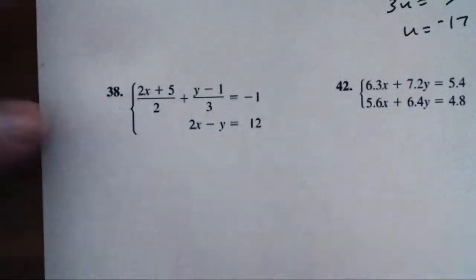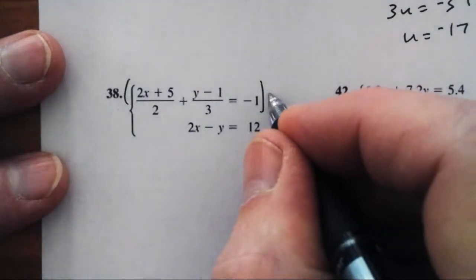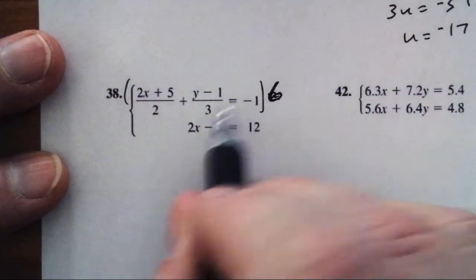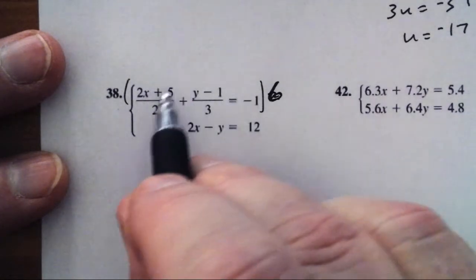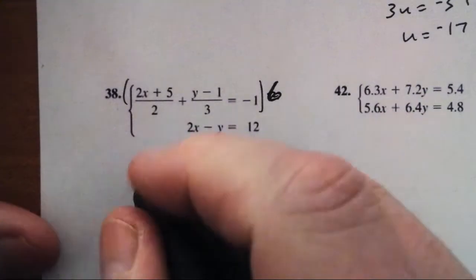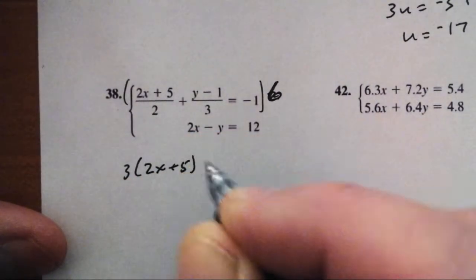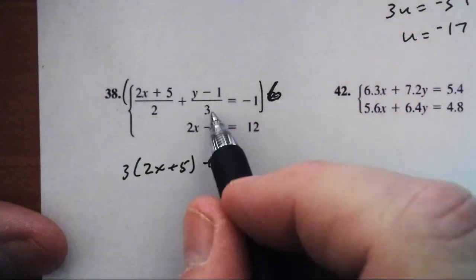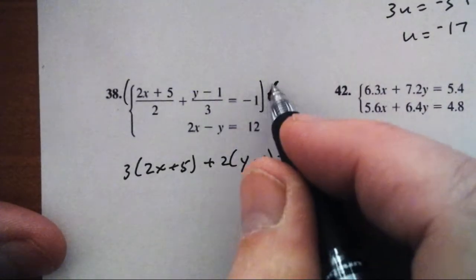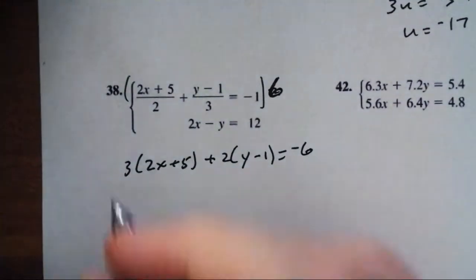Okay, again, we don't have to work with fractions. I would multiply this first expression by 6, because I need to cancel a 2 and I need to cancel a 3. So when I distribute 6 times this first term, 6 divided by 2 is 3, times the 2x plus 5, plus 6 divided by 3 is 2, times the y minus 1 equals, careful, 6 times negative 1, negative 6. Let's clean that up.